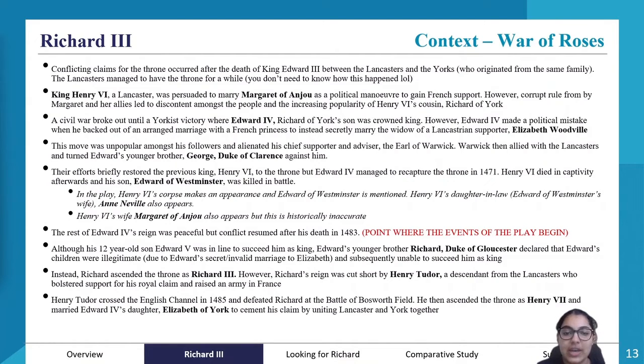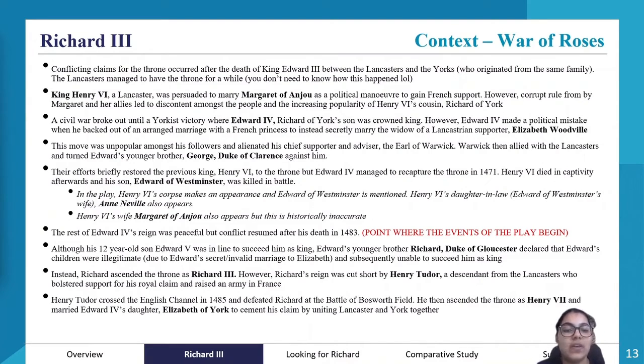So that's not our Richard. I think that's the first Richard, and then there's Richard II, and then Richard III. So a civil war broke out until there was a Yorkist victory where Edward IV, Richard of York's son, was crowned king. But then Edward IV made a political mistake because he backed out of a marriage with a French princess, and instead he married a widow and a Lancastrian supporter, Elizabeth Woodville. Those characters we see in the play, because there's Edward IV, who's the king, and his wife Elizabeth Woodville, Queen Elizabeth in the play.